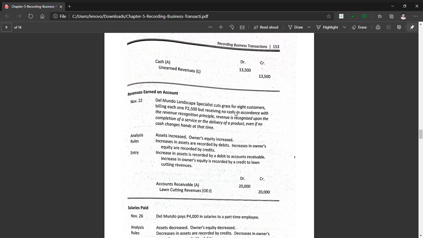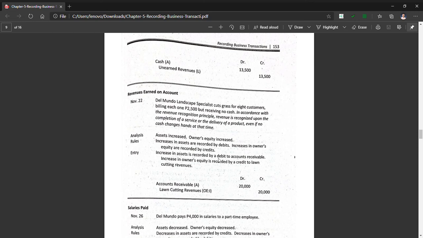Dahil nagtrabaho tayo, that is income. Hindi basis ang pera sa income. Ang basis is kung nagtrabaho tayo. So, dahil wala pa tayong nare-receive na cash, meron tayong mako-collect in the future, right? Merong utang ang customers natin sa business. So dahil meron tayong mare-receive in the future, that is an asset for us. So an asset is increased. Tapos dahil nag-render nga tayo ng services, that is an income. Owner's equity increased. Income increases owner's equity.